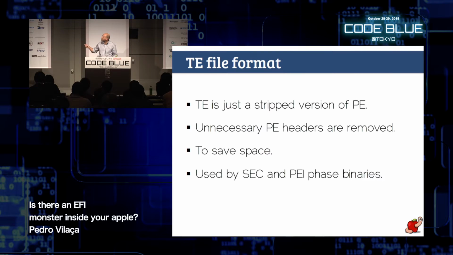What happened is that they've removed some headers that are not used for anything or are not required. I guess it was to save space because the first BIOS or the first EFI were 2 megabits, so you need to save space. You can find this format only in these phases, the SEC and PEI phases. Everything in the DXE phase is PE, so you only have trouble here.